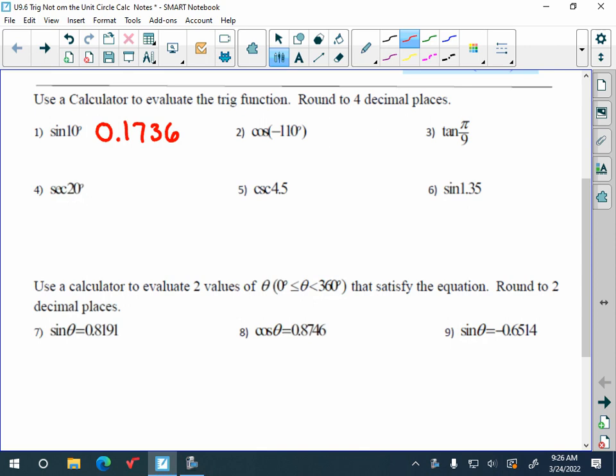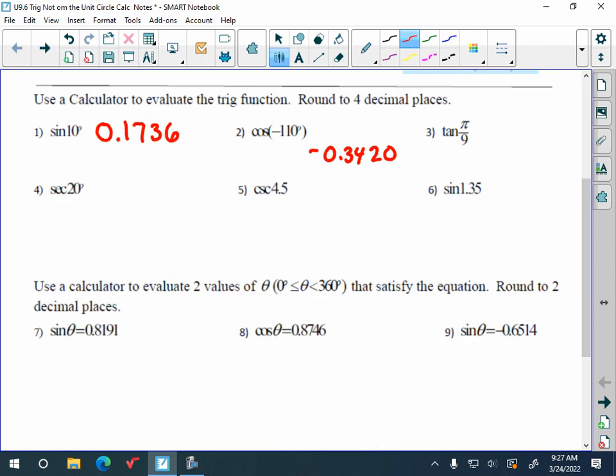All right, number 2, cosine negative 110 degrees. Come on, Justin. Stuff doesn't get done by itself. All right, so cosine negative 110 degrees should have a negative 0.3420.